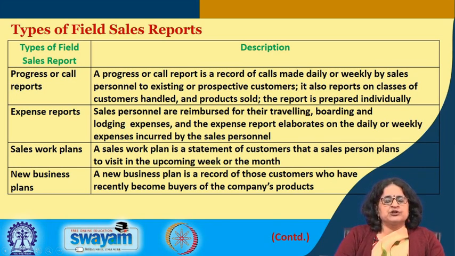The particular customer may be earning, a particular salesperson may be earning a new customer, or new customers over a period of time, and these need to be reported, which is done as a part of the new business plan, which gives an idea to the branch sales manager and to the regional managers about the kind of developmental selling that is taking place in a particular territory or in a particular branch by a salesperson. So the new business plan is a record of those customers who have recently become buyers of the company's products.